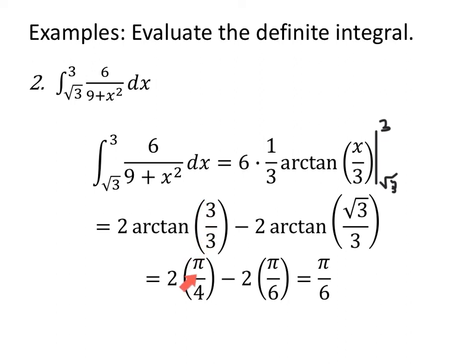Arctangent of 1 is pi over 4. Whereas arctangent of the square root of 3 over 3 is pi over 6. So 2 times pi over 4, that's pi over 2. Minus 2 times pi over 6, that's pi over 3. Pi over 2 minus pi over 3 is pi over 6 when we get common denominators. Inverse tangent. If you need to review it, review it.